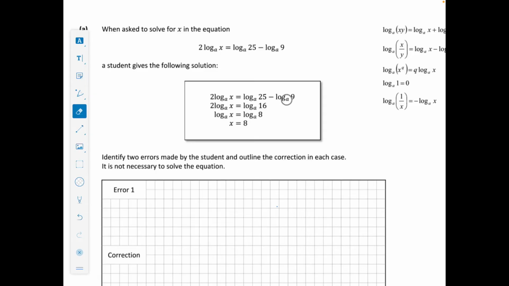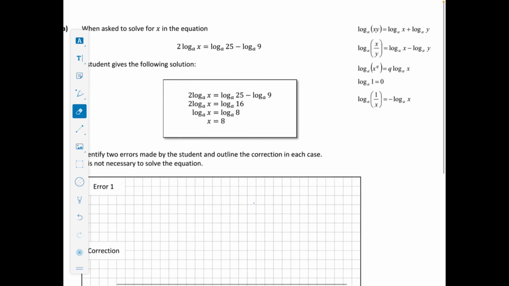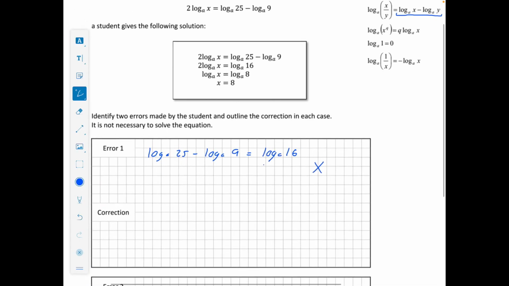So the first line there, they just read out the question. That's fine. And then in the second line, they say that log to base a of 25 minus log to base a of 9 is equal to 16. Now, what they should have done there, when we have minusing the same bases, you divide, but they subtracted. They said 25 minus 9 is 16, but instead they should have divided. So they said that log to base a of 25 minus log to base a of 9 is equal to log to base a of 16. That's wrong.